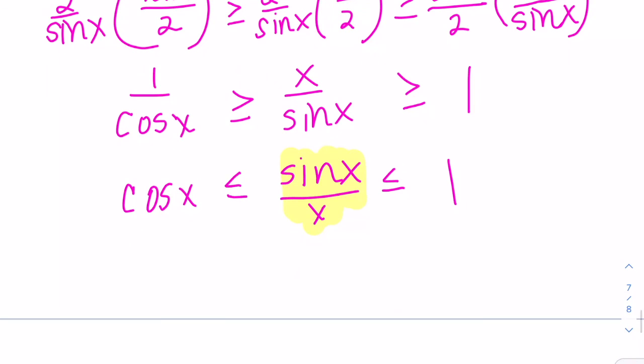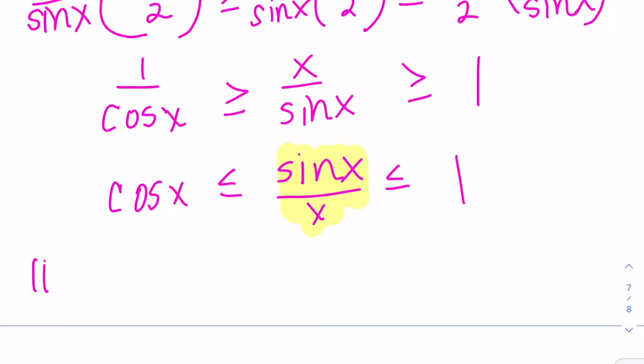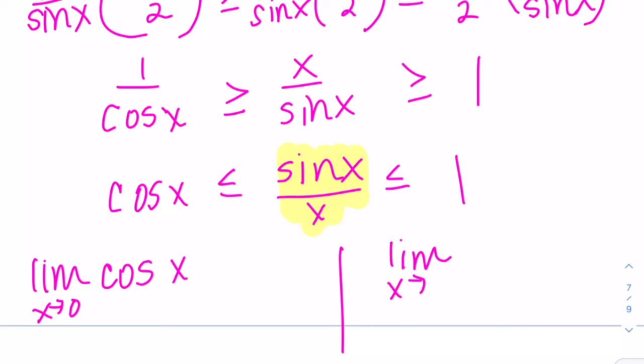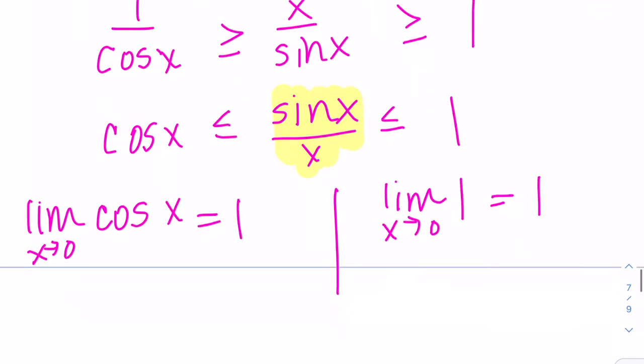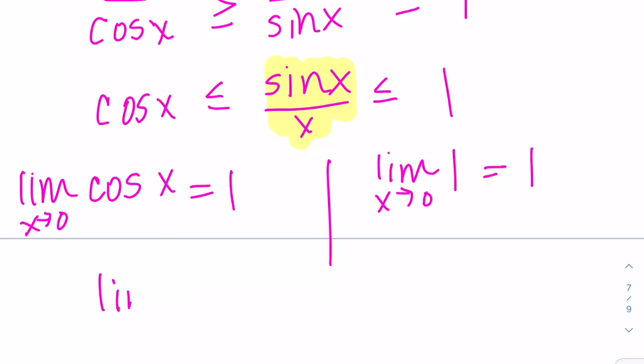So what we can do is find the limit as x approaches 0 of cosine of x, and we can find the limit as x approaches 0 of 1. Well, the constant will just equal 1, and remember cosine of 0 is also 1. So since they both equal 1, the limit of sine of x over x as x approaches 0 will also be 1 because of the squeeze theorem.